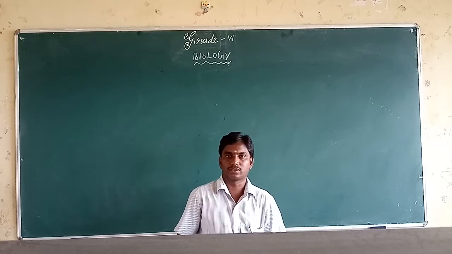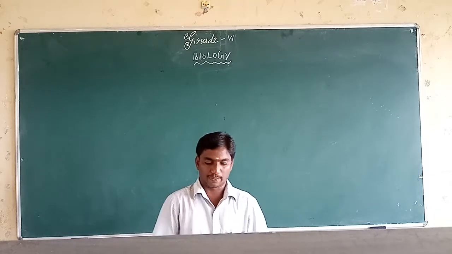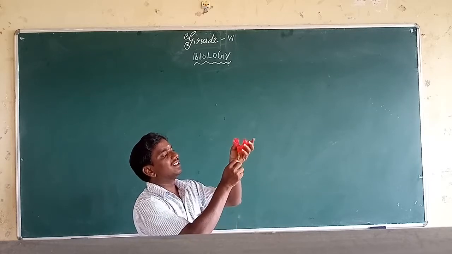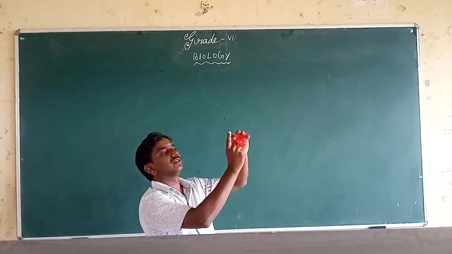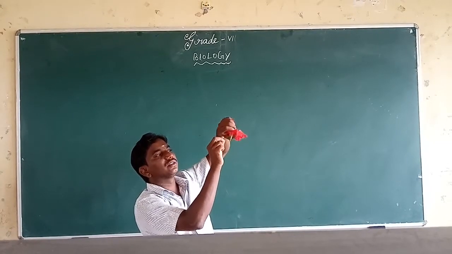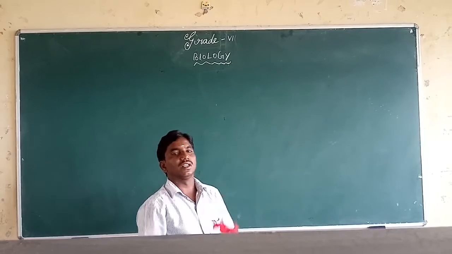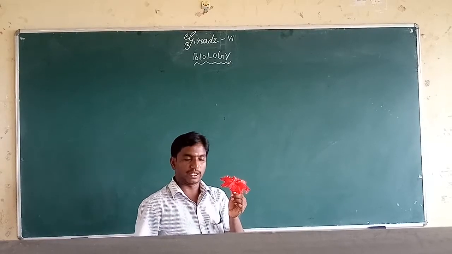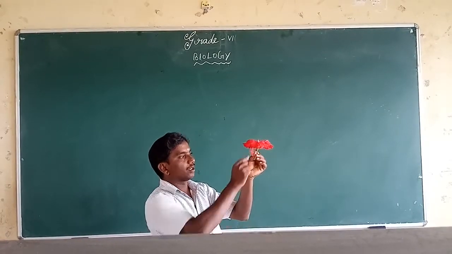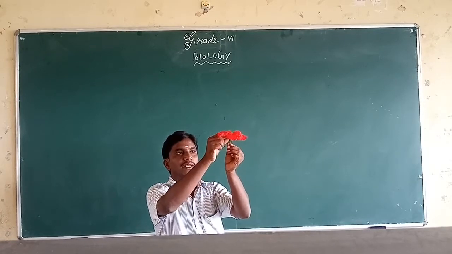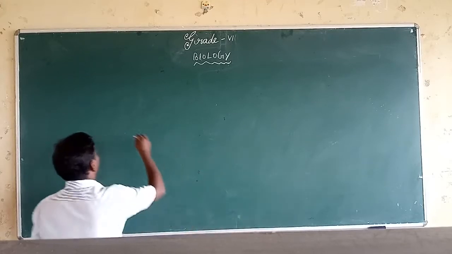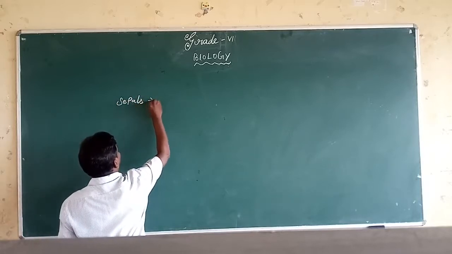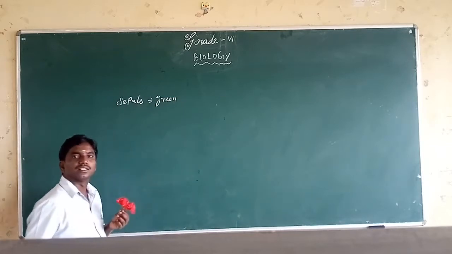What are the main parts? One is the sepals. This is the green region, so this is the sepals. And the next one is petals. The green colored part is known as sepals. The flower has four main parts, the sepals. Sepals are almost always green in color.